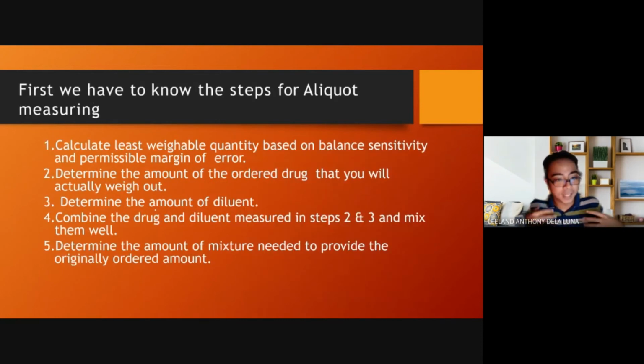Now, the first thing, ito usual na ginagawa ng class. So calculate least weighable quantity based on the balance, sensitivity, and permissible margin of error. So meaning class, based on the balance that you have, ano yung weighing scale na meron ka, we have to get ano ang pinaka-minute amount na kayang i-weigh ng iyong balance. Okay? Hanggang saan lang ba ang kaya i-weigh ng iyong balance? Mag-alala class, usually given ito. So next, determine the amount of the ordered drug that you will actually weigh out. Then we determine the amount of diluent, combine the drug and the diluent measured in steps 2 and 3, and then determine the amount of mixture needed to provide the originally ordered amount.